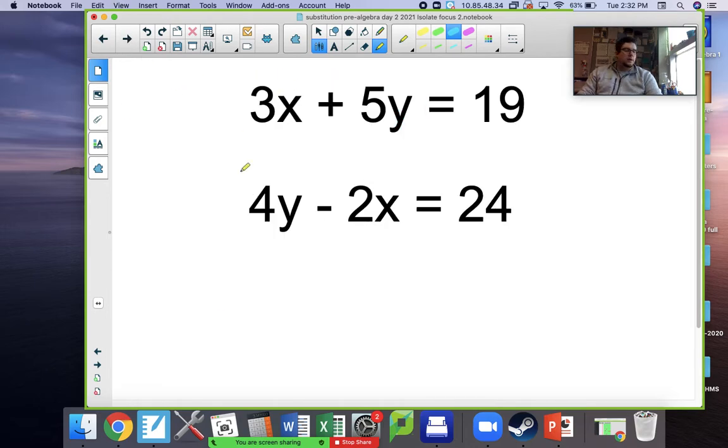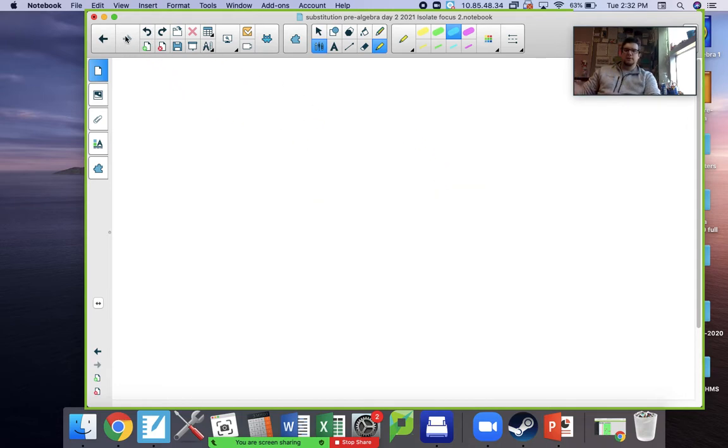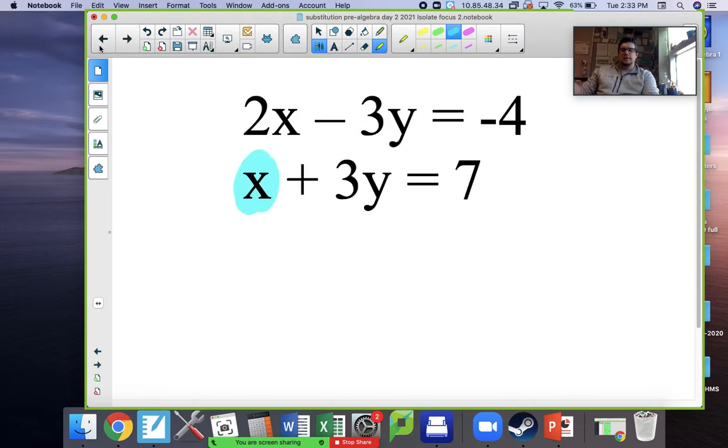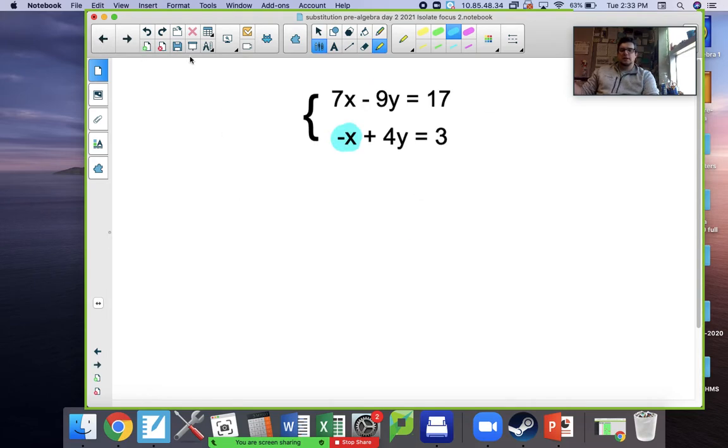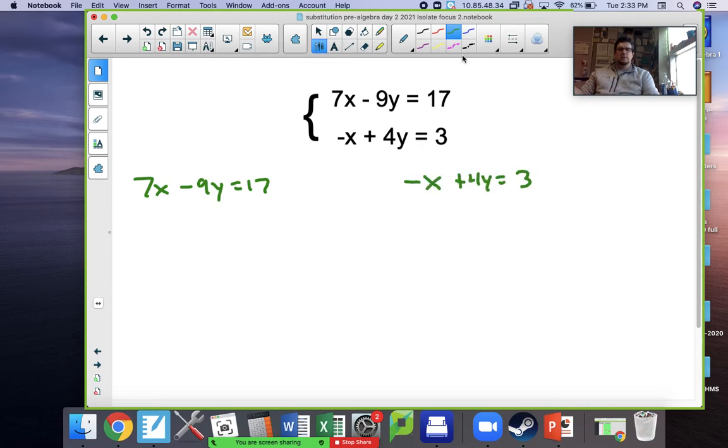And then when you get to a problem like this where you're like, oh man, I don't know, we're going to learn a completely new technique to get rid of this one. You won't see any of these on your homework either. So the one I want to look at is actually this one right here. So I'm going to write down my equation side by side. 7x minus 9y equals 17. And I have negative x plus 4y equals 3.